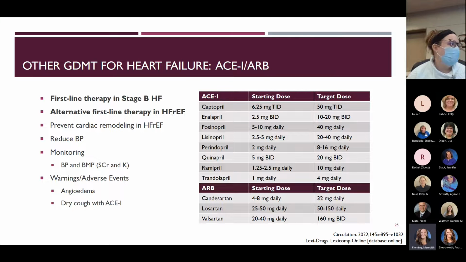I think we should start that. I know. HFmrEF. It's more of a consideration on which you would like to start ACEs and ARBs versus an ARNI. And then ACEs and ARBs have now moved to an alternative first-line therapy in HFrEF patients. And then starting doses and target doses for each of these medications is provided for you in the table as well.